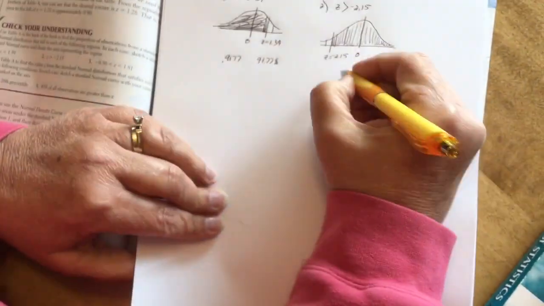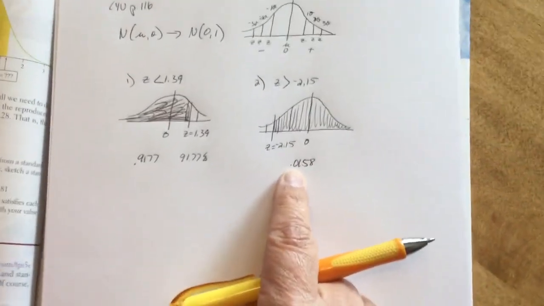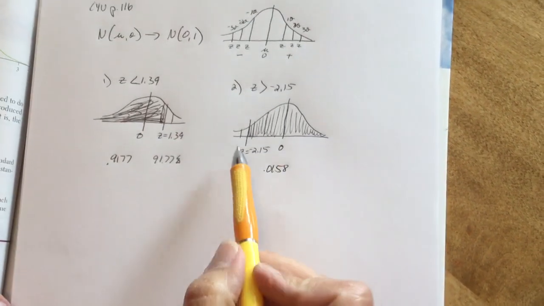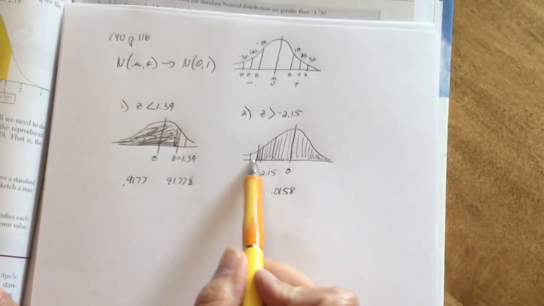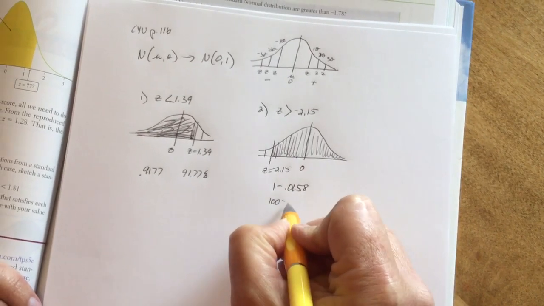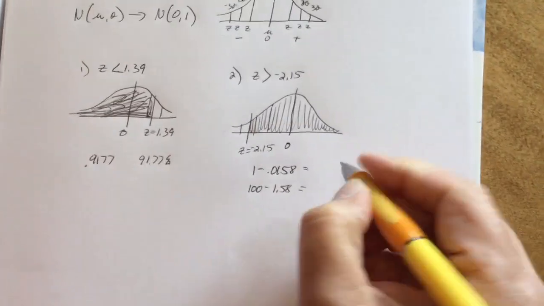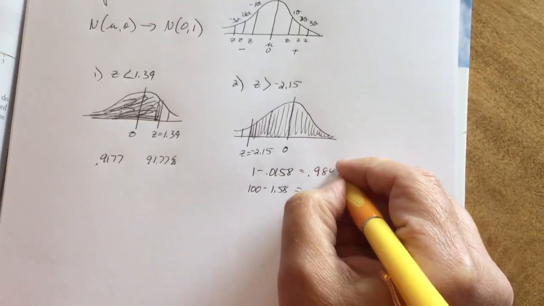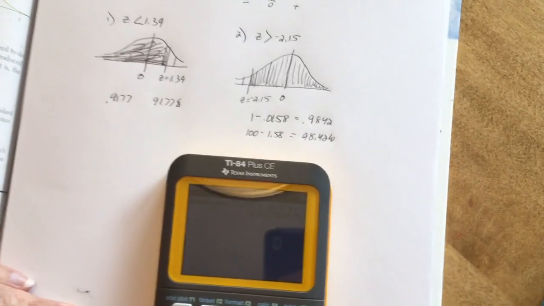Okay? 0.0158, you said? 0.0158. But that's only, what, a little less than 2%? That doesn't make sense. Well, the area on the table is the area to the left of the curve. So this area, this proportion, is 0.0158. So this is about 1.6%. Yeah, so we can either do 1 minus or 100 minus 1.58. Whatever. We get 0.9842 or 98.42%. Okay, but we're going to do it in the calculator.